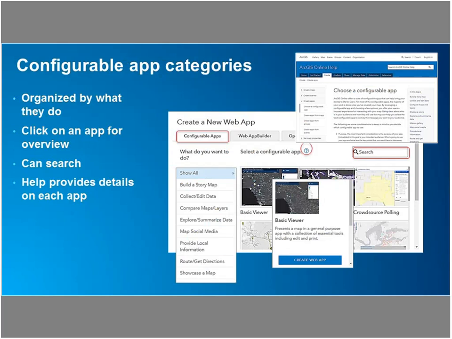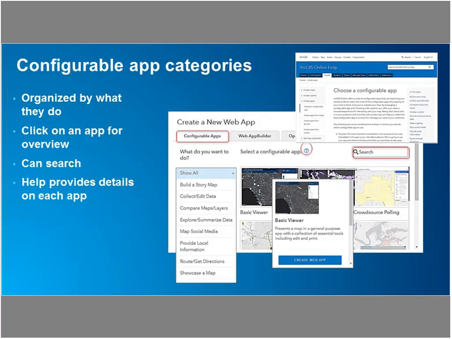So for example, if you choose a story map, you'll be taken to a list of all the story map templates. And this is a popular choice because it allows you to combine your maps with narrative text and images and other multimedia. And it's a really good way to tell your story with an app. You might have a need for providing data capture or editing capability. Then you'd select those templates that would collect and edit data.